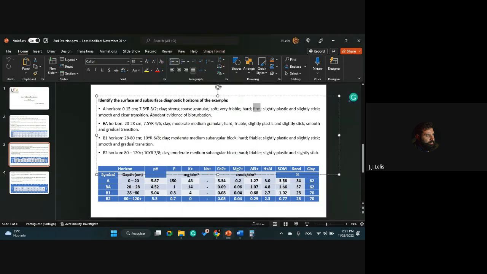So it's lower than this, because the organic matter content is always higher than the organic carbon content.